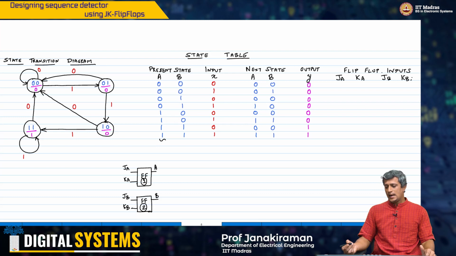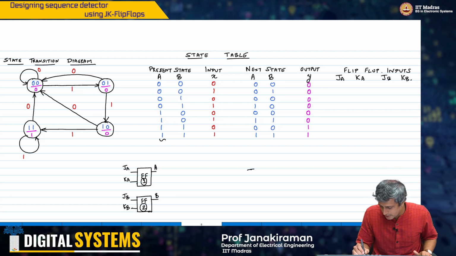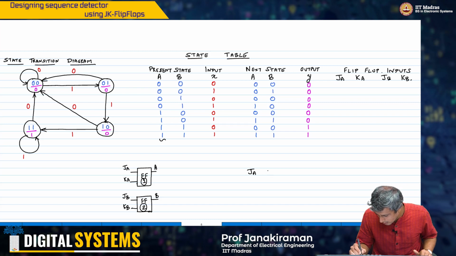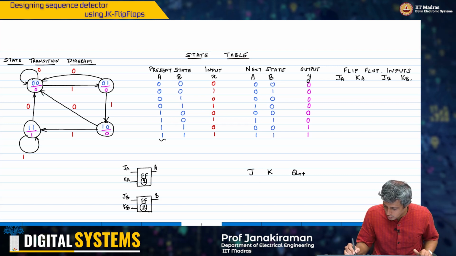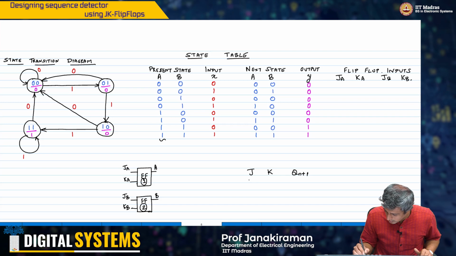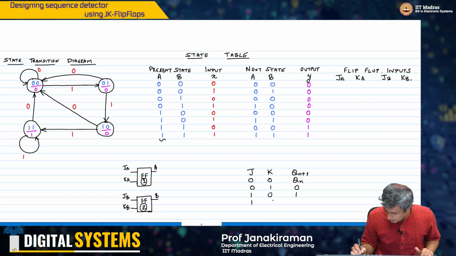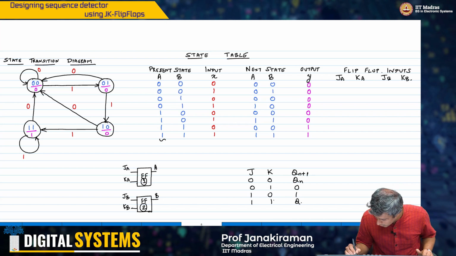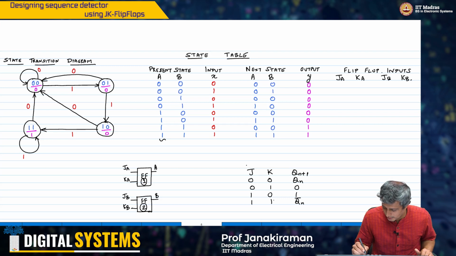And of course, please keep in mind the JK flip-flop characteristic table, Qn plus 1. For 0 0, it's just going to retain Qn. For 0 1, it's going to reset. For 1 0, it's going to set. For 1 1, it's going to toggle the output. This is the characteristic table.